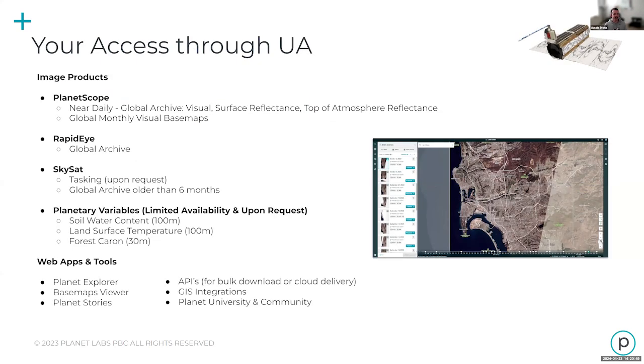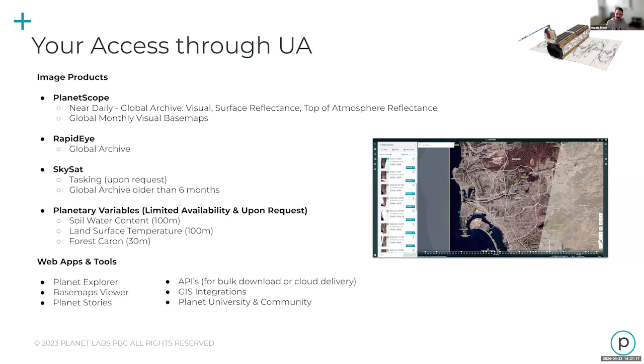Okay, so breaking down the access that you all have. Everything that we've covered up until this point, we've been talking about the imagery products that we create. So you have access basically to the entirety of the PlanetScope archive. And so that includes the near daily data being collected at roughly about a 3-meter spatial resolution in 8 spectral bands.